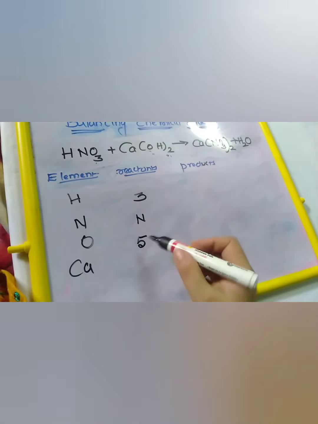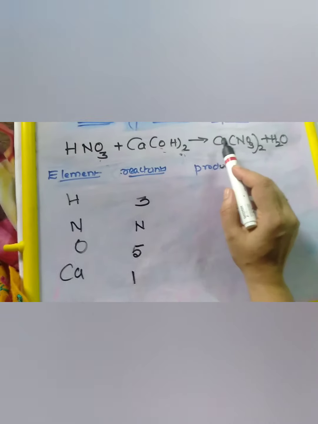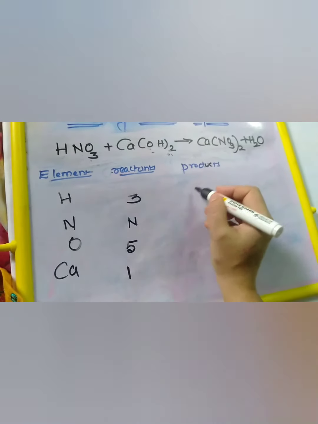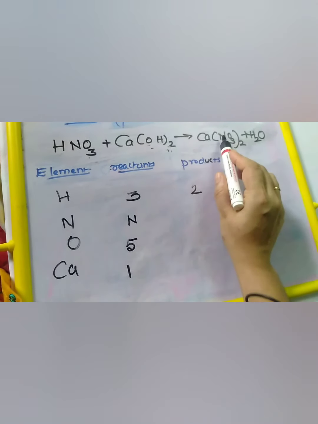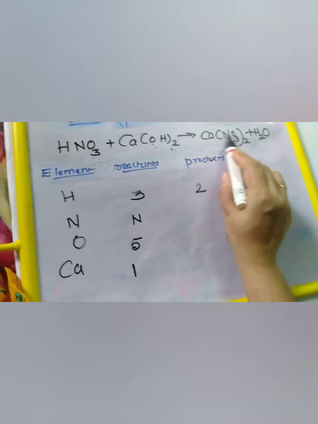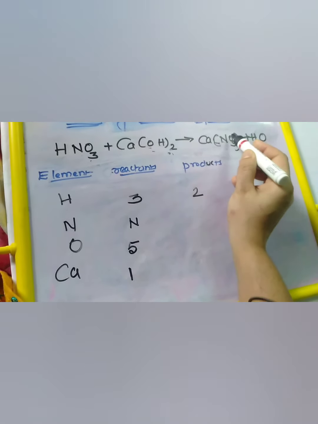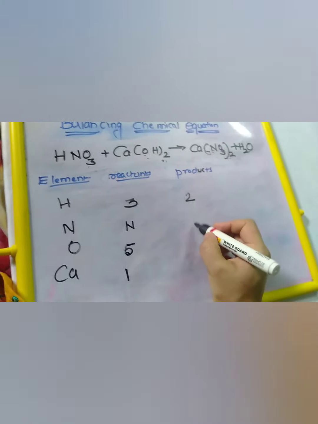Okay, it is 3 here and 2 here, 2 plus 3 plus 2, 5. Calcium is 1 here. Okay, now the product side we'll see. On the product side we can see that hydrogen is 2 here, that is H2. Nitrogen is 2 here, N2. Outside the bracket you have a suffix 2, which means it is 2.